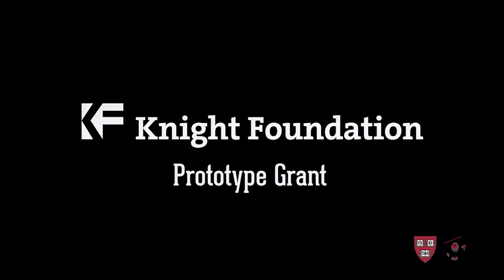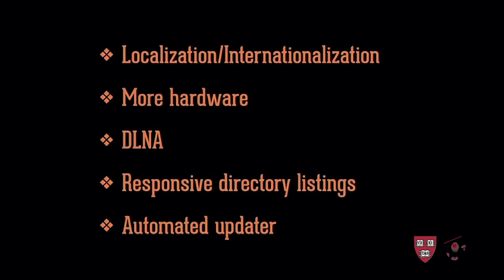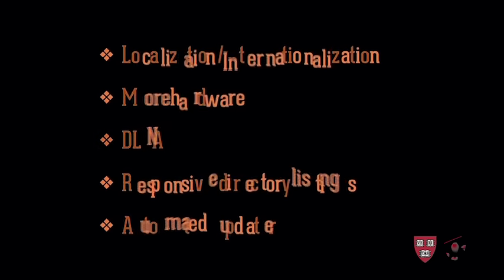And this time around, I ended up with a Knight Foundation prototype grant for the project, which is fantastic. And in this particular round, we added a lot of things that I think are incredibly important for the future of the project. We added localization and internationalization for language, so we have a translation engine that's doing internationalization. We expanded the hardware reach of the code base. We added a mini DLNA server so you can actually use it as a multimedia server for your smart TVs and things like that. We added more responsiveness in the HTML and directory listings, and then we added an automatic updater so that on the next rounds of updates, we get some automatic updating going on.